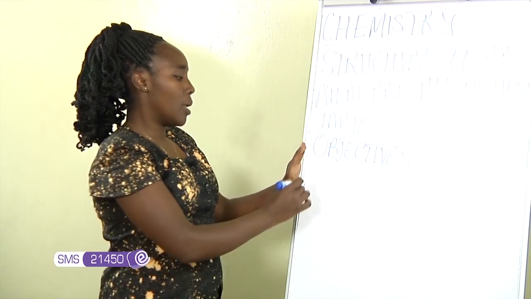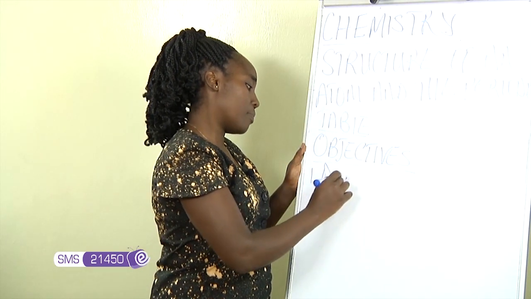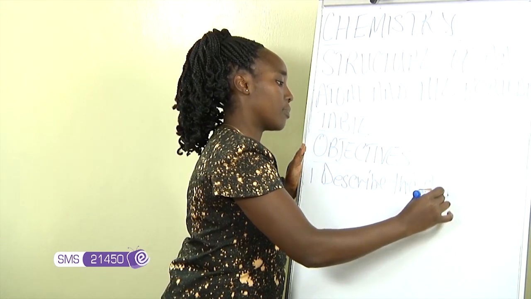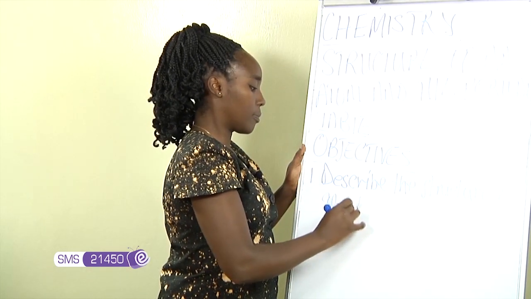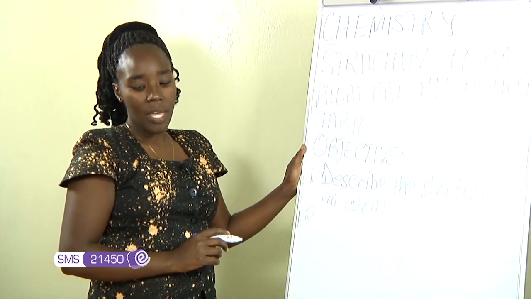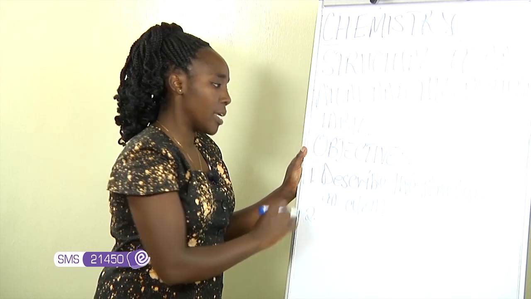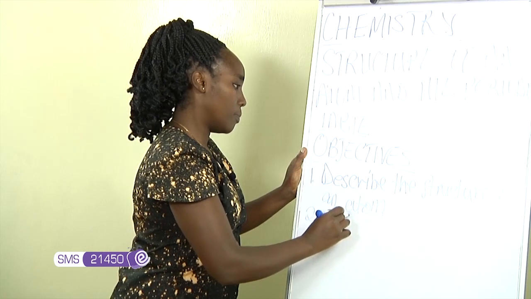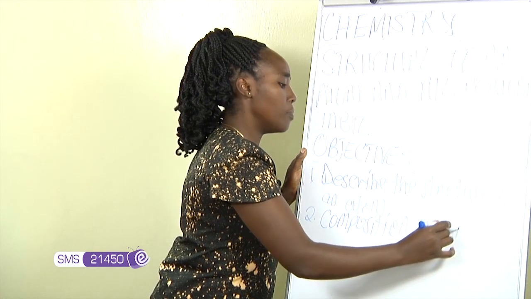So number 1, we are going to describe the structure of an atom. Objective number 2 will be, after we have described the structure of an atom, we need to know the components of the structure of the atom. So the composition of an atom.